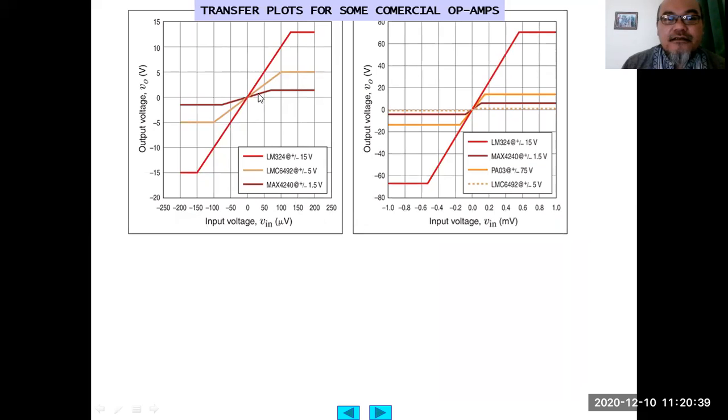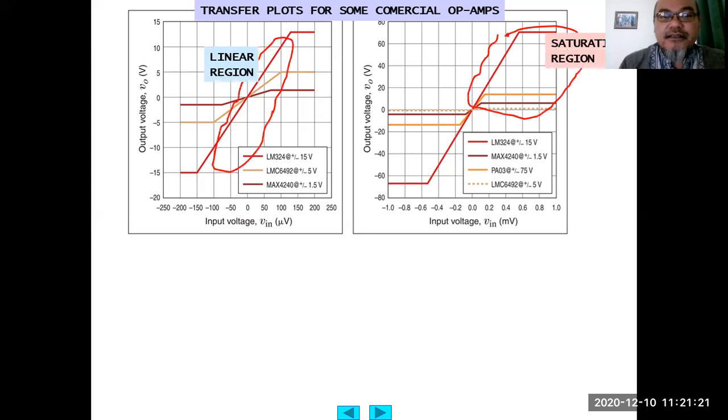This one is LMC6492 at 5 volts. The brown one is MAX4240 at 1.5 volts. And this part is for the same, LM324 at plus minus 15 volts. The brown is MAX4240 and the yellow is PA03 at plus minus 75 volts. The dashed one is LMC6492 at plus minus 5 volts. So each of these op-amps has different gain. That's what we can say about them.